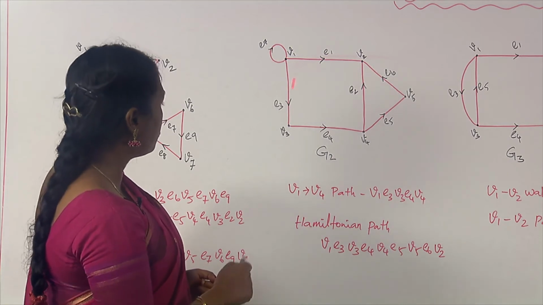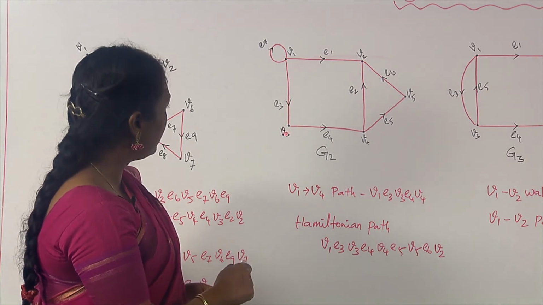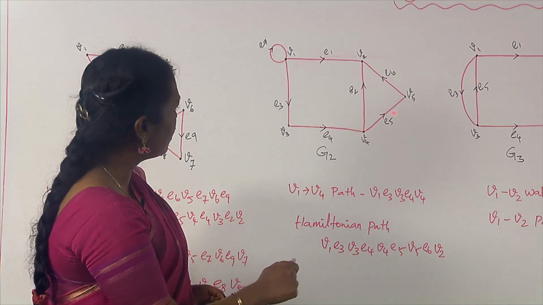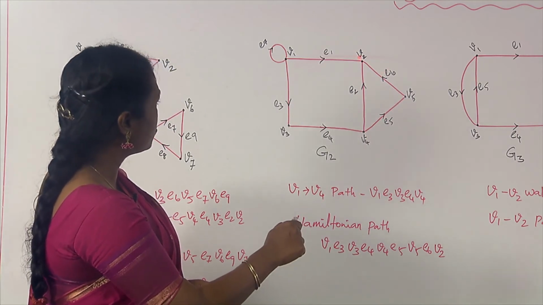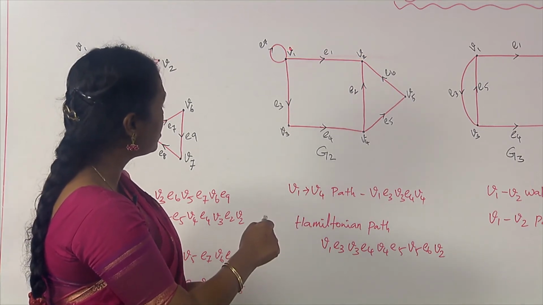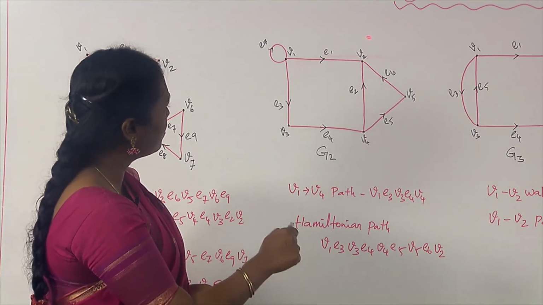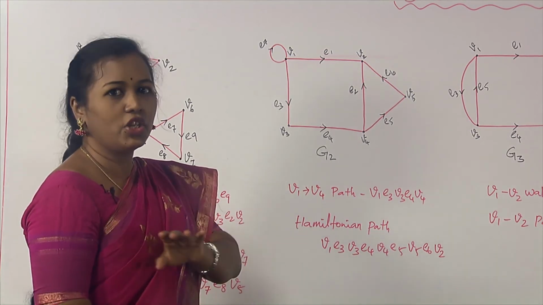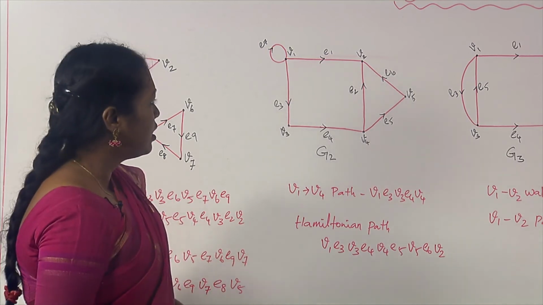So, from V1, E3, V3, and then E4, V4, then you are going here. So, E5, V5, then E6 and V2. So, this is clearly a Hamiltonian path because you have covered all the vertices. V1 is covered, V3 is covered, V4 is covered, V5 is covered, V2 is covered. So, you have covered all the vertices in the graph, you have not repeated any of the vertices, clearly it is a Hamiltonian path.